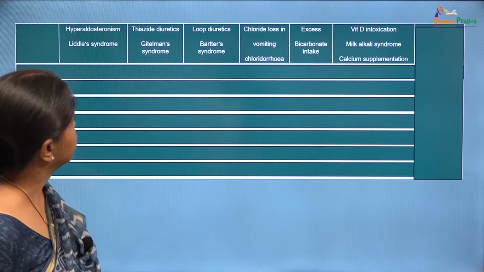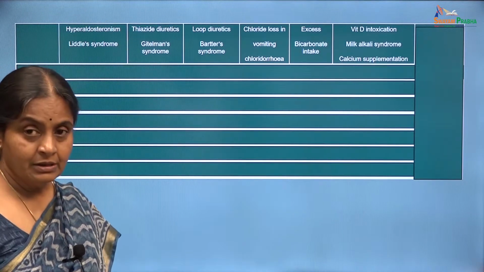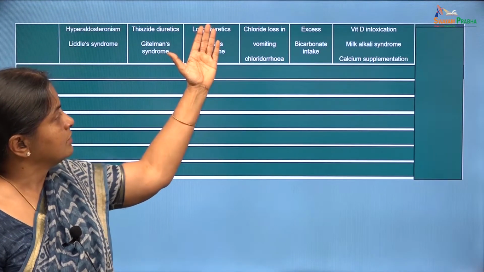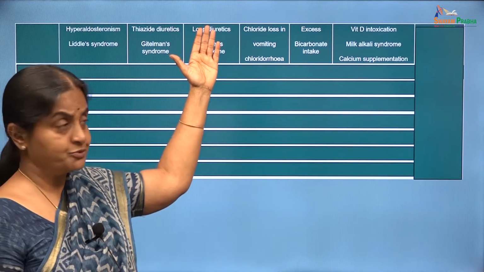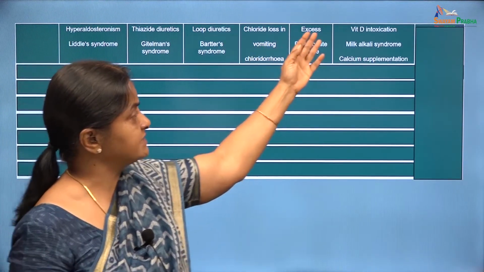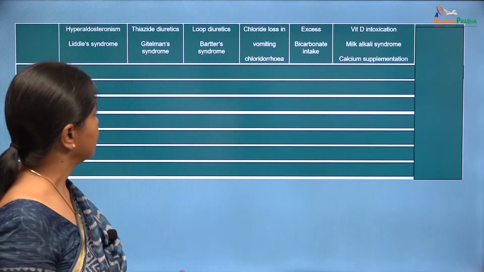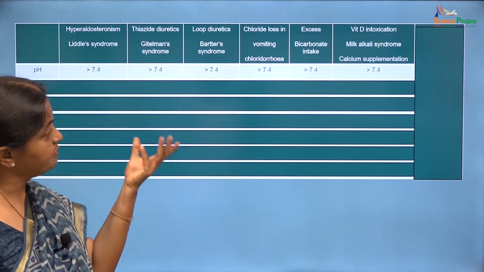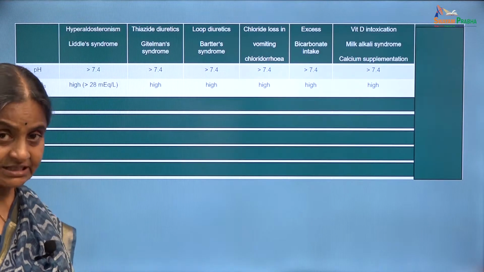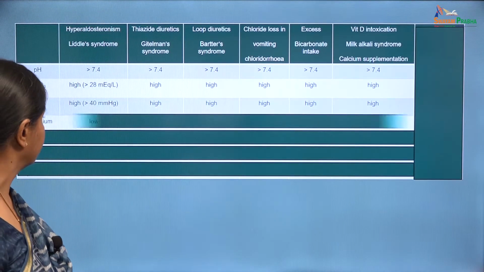To summarize, here we have the causes of metabolic alkalosis listed. These causes involve increased sodium reabsorption through ENaCs. Then we have primary chloride loss, excess bicarbonate intake, and hypercalcemic states. And what about investigations? pH is high in all of them. Bicarbonate is high in all of them. That is the syndrome of metabolic alkalosis per se, and of course PCO2 will be high in all of them.